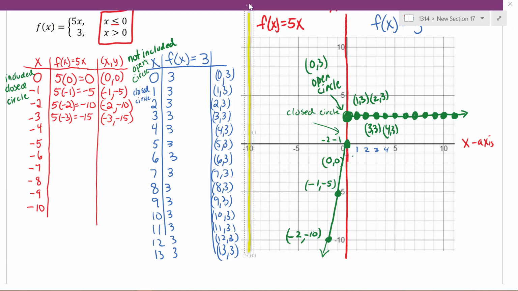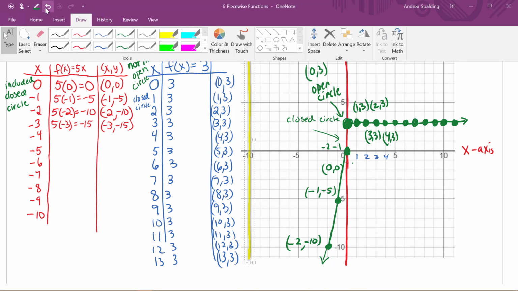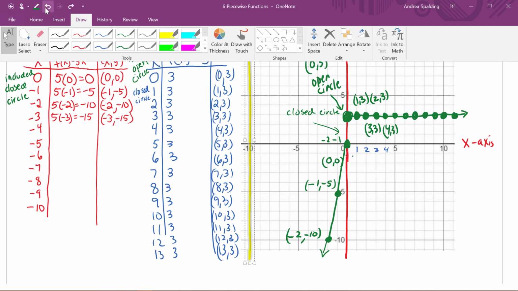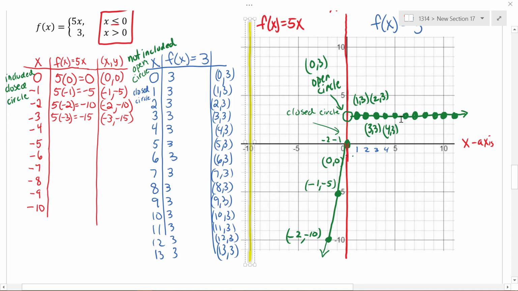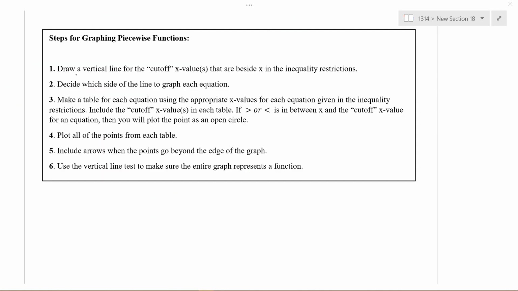Okay, so at the end, if you want to test yourself out, you could say, does it pass the vertical line test? And you know that if it doesn't pass the vertical line test, then you did not graph the piecewise function correctly. In your notes, I have included 6 steps for graphing piecewise functions. These are the 6 steps that we used to graph the previous piecewise function, and I'm going to apply those 6 steps to the next piecewise function as well.